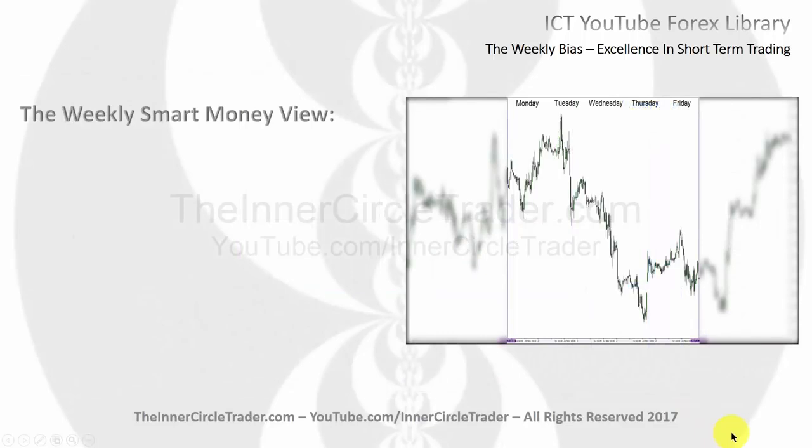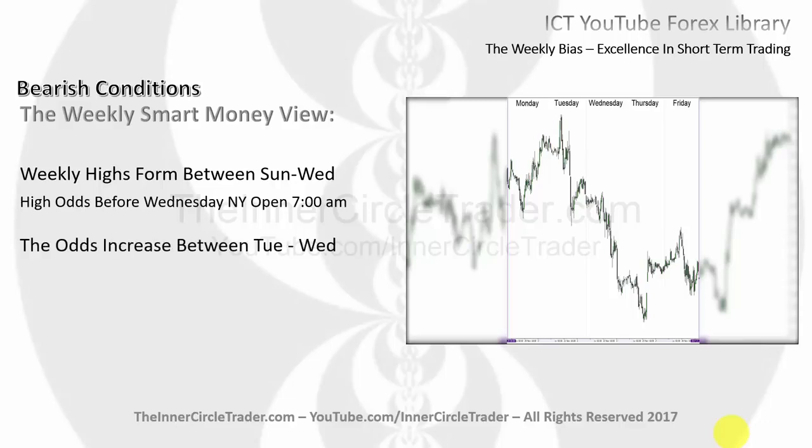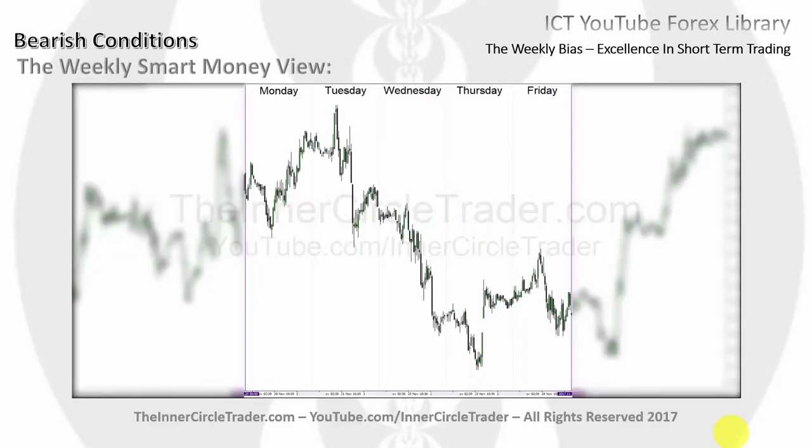Okay, the weekly smart money view for bearish conditions. You can see here we have the same thing, just reversed. We're looking for the weekly high to form between Sunday and Wednesday. High odds between Wednesday's New York Open, 7 a.m., from Sunday's opening. But the odds further increase between Tuesday's and Wednesday's trading, specifically focusing on Tuesday's London Open to Wednesday's New York Open. So we're looking at the weekly range here for this particular currency.